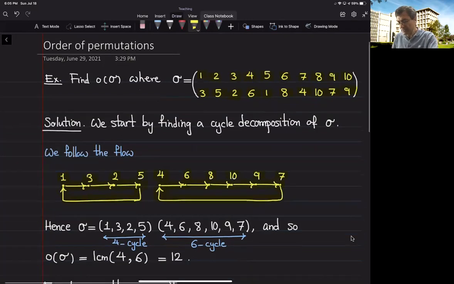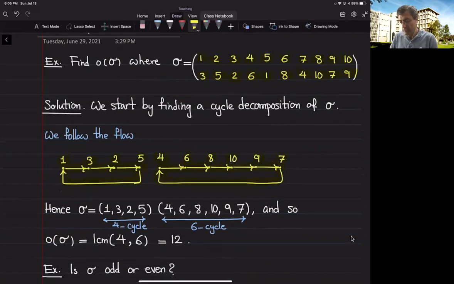Now, the first cycle is a 4 cycle, and the next one is a 6 cycle. Therefore, the order of sigma is the least common multiple of 4 and 6, which is 12. Therefore, the order of sigma is 12.